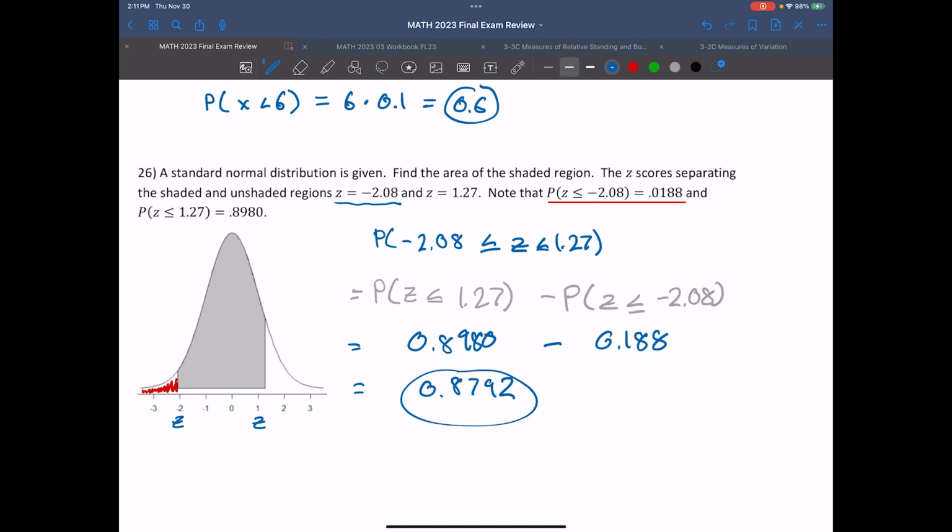By the way, if you were to get a negative number, probability has to be between 0 and 1 inclusive, so that means you flipped them. So just reason through it carefully.